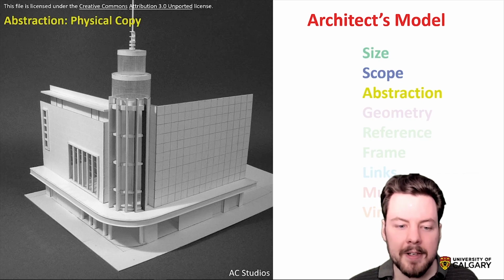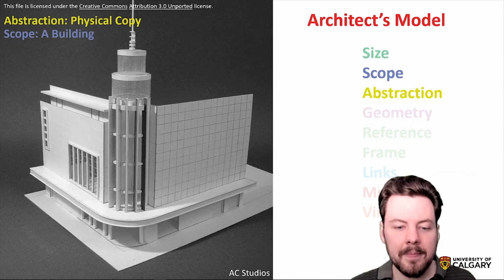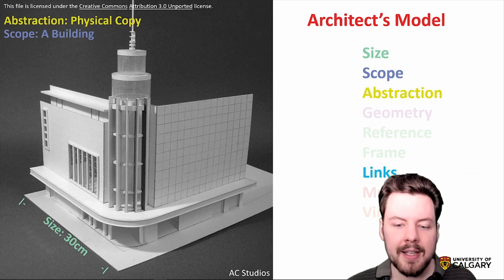A replica differs from its environment because it is a physical copy of the building, and our scope is just that, a building. While these models vary in size, this particular example is 30 by 30 centimeters, so we'll use that size. From here, we have some choices. In this case, I'm going to just emphasize links. So how do we connect this architect's model to the virtual environment or real environment that it shows?